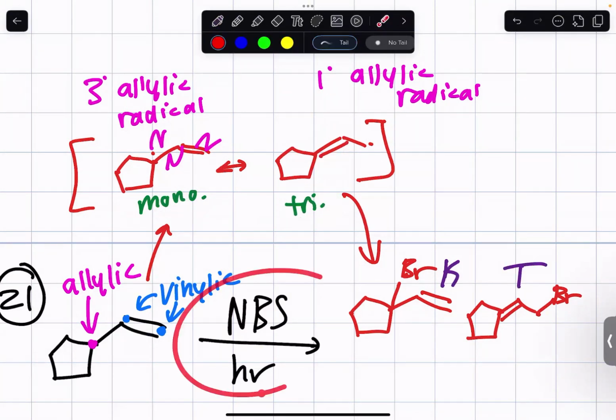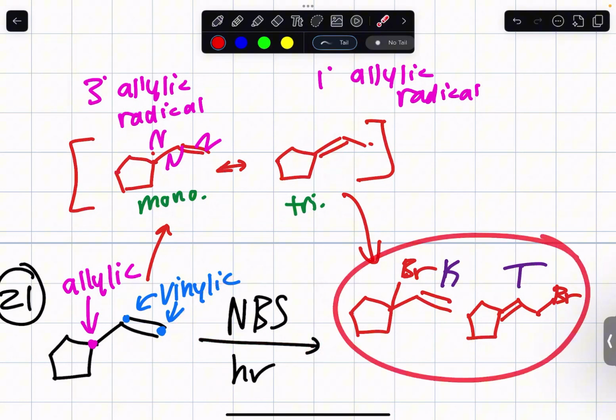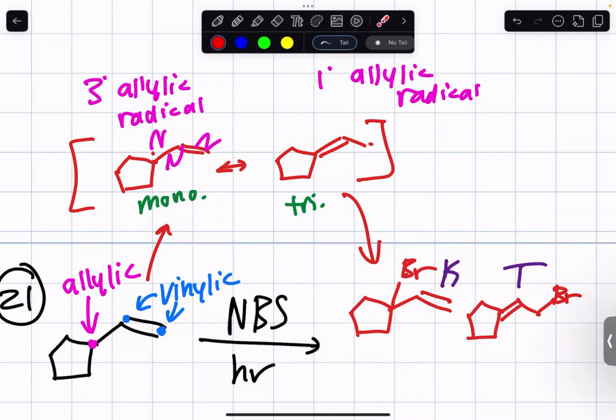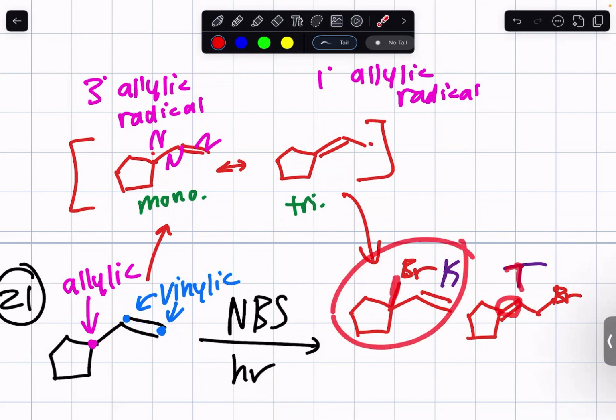But for NBS and light, he would not give you temperature, so he would expect you to do both kinetic and thermodynamic product. All right. The less stable alkene would be the kinetic product that came from the more stable carbocation, and the more stable alkene will be the thermodynamic product. Like that.